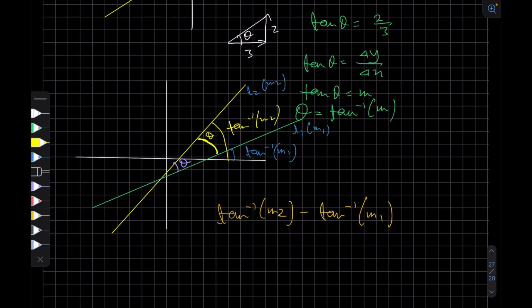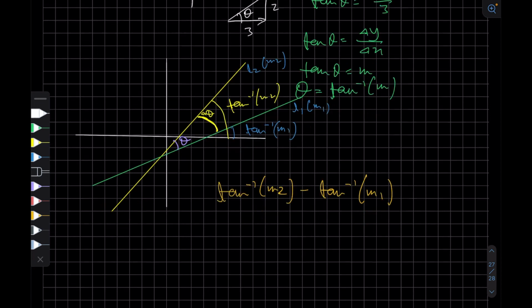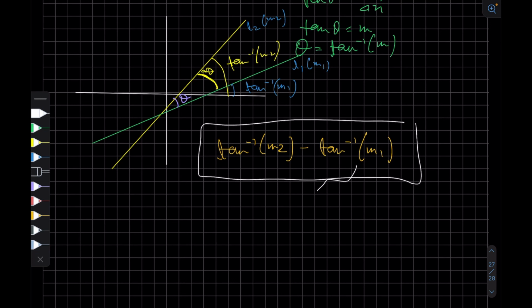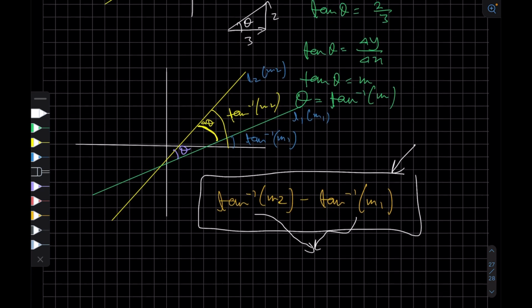So in general, for any two lines, if you want to find the angle in between, this is the formula. You can reduce this to something a bit neater, but you can just simply apply this formula, because it also makes sense when you're applying it that you're finding the difference between these angles to give you the angle between the lines. Right, and so that's all for this video.